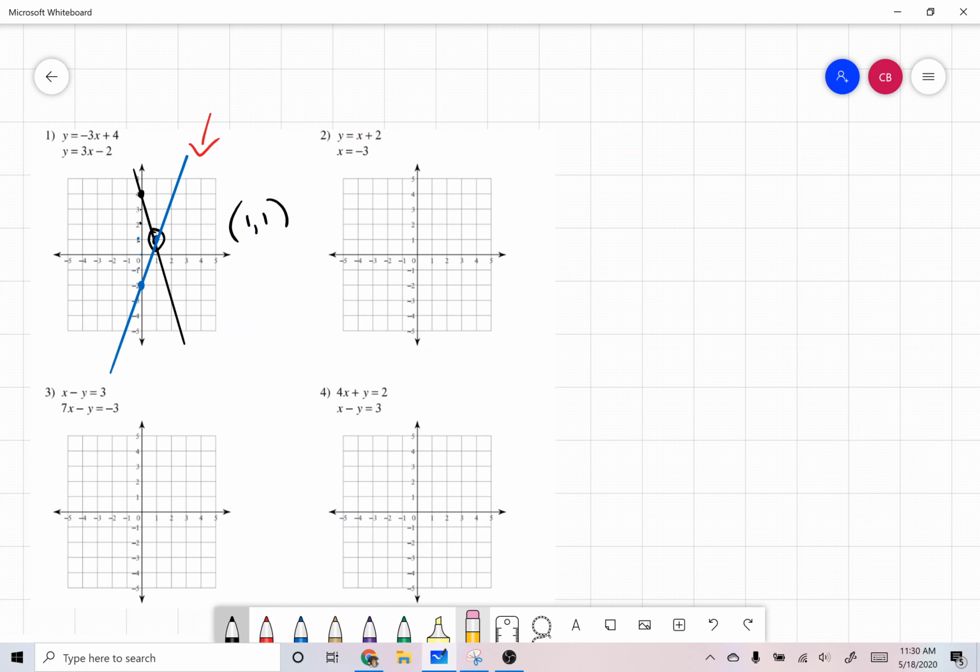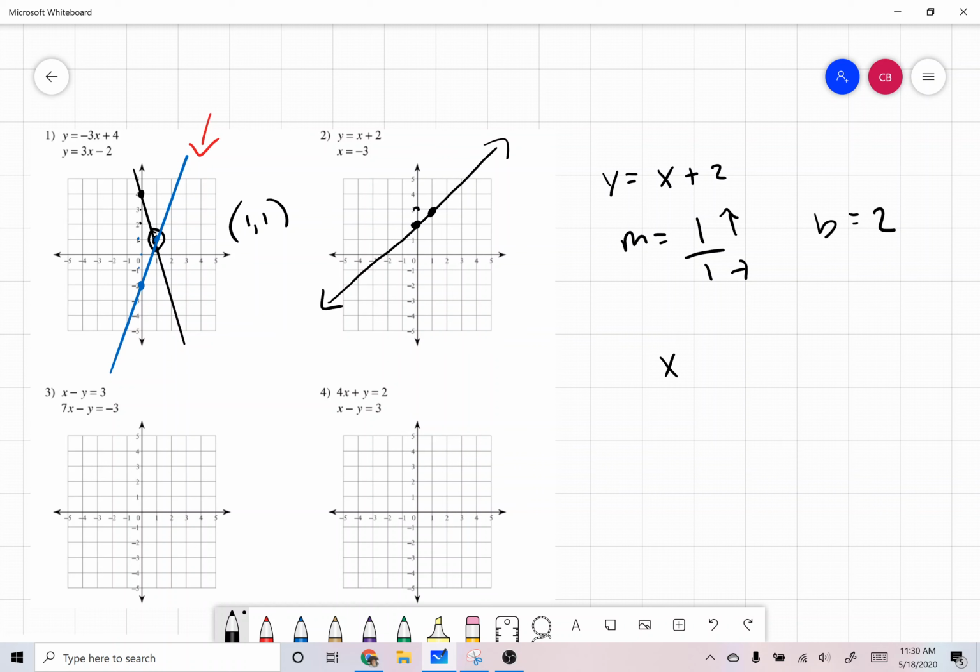Let's do the next one. We have y equals x plus 2. So m here is 1 over 1, so up 1 over 1. Notice I'm always going right when I do this. And then b is positive 2, so we go to positive 2, we put our dot. And we go up 1 over 1, up 1 over 1. And I'm just going to go ahead and draw it without the ruler this time. Did my best.